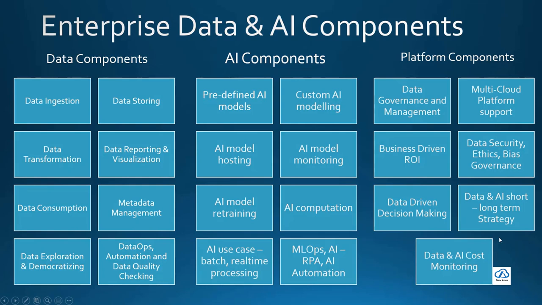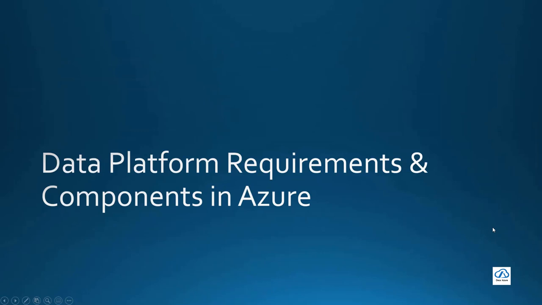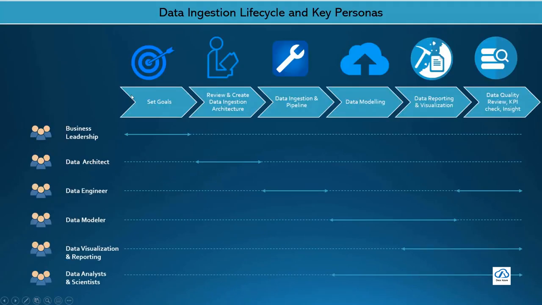So this is what we look for from an enterprise point of view when we design solution architecture for data and AI, having all the components to serve your organization. Now, if we go into details, what we see for the data, first is the data platform. What are the things you need to have, and one of the things Azure is offering. As we say, we will also look at the life cycle and the key personas as well. The life cycle that we see first is the data related life cycle.